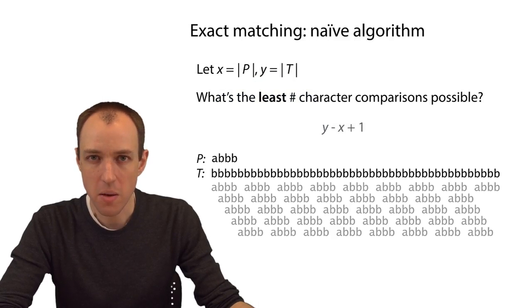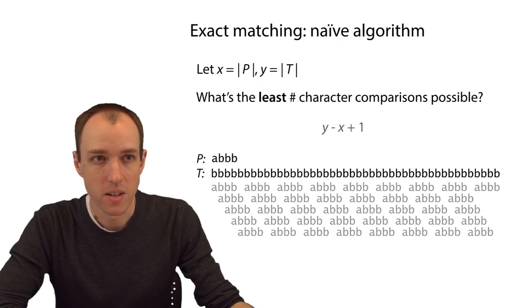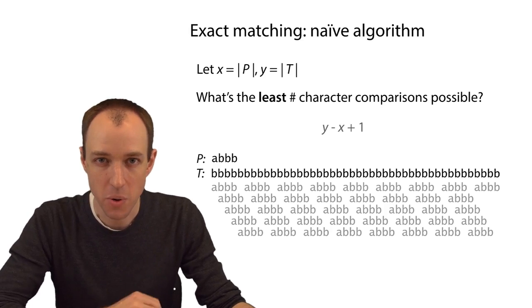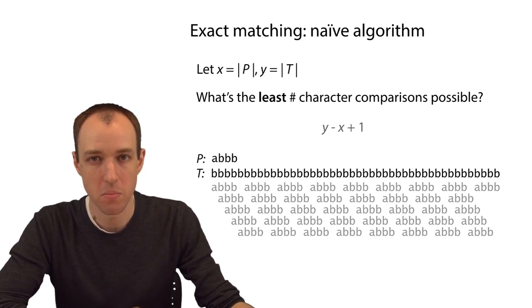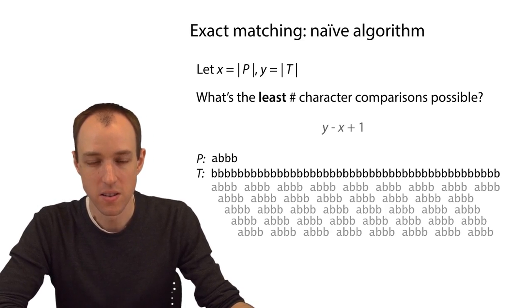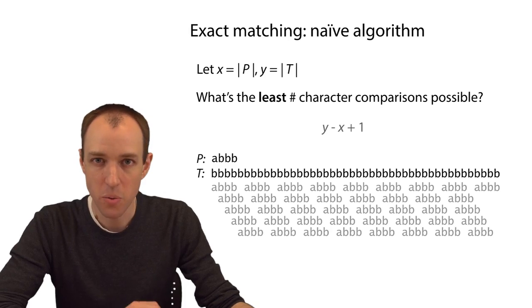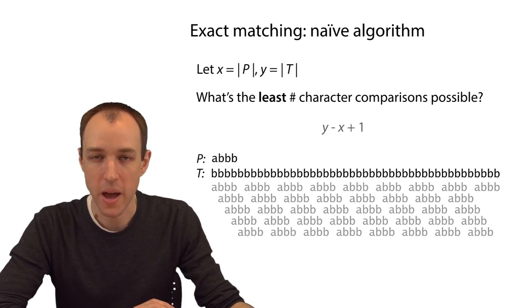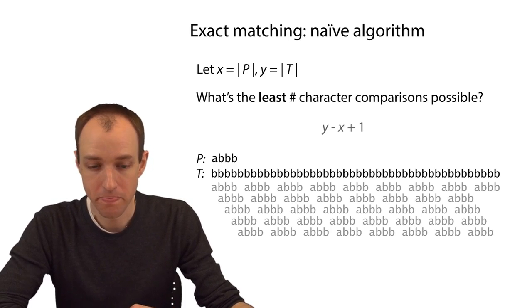Well, this is an example of a case where that would happen. In this example, the first character of the pattern is a character that doesn't occur anywhere in the text. So the first character of the pattern is A, and yet the text consists of all B's. So in this case, every time we reach the inner loop, the very first character comparison is going to be a mismatch, and we'll break out of the inner loop.